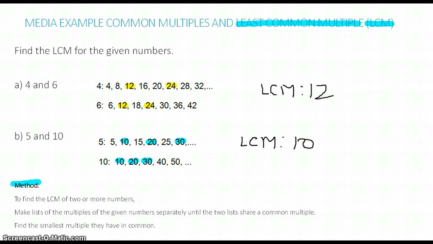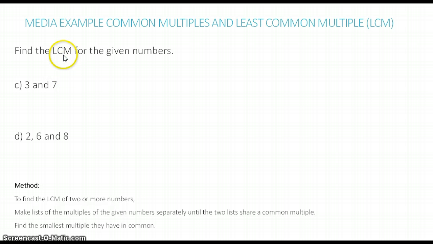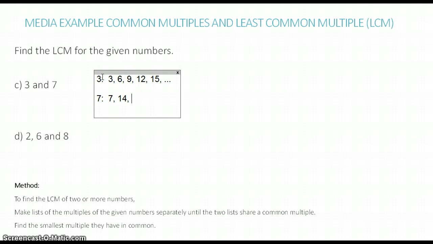Now let's look at a few more problems. Find the least common multiple of 3 and 7. So let's start making our lists. So 3, 6, 9, 12, 15. I'm going to put dot, dot, dot. And now let's do the first multiples of 7. 7 plus 7 is 14, plus 7 is 21, plus 7 is 28, plus 7 is 35, dot, dot, dot.